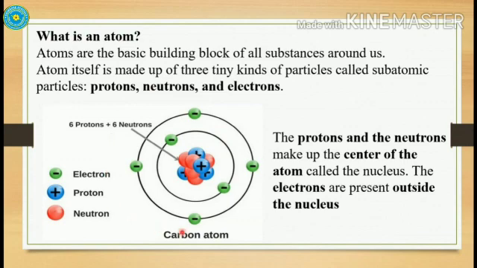And altogether, the carbon atom is made up of electrons, protons and neutrons. Protons and neutrons are present at the center of the atom, and that is called the nucleus, and the electrons are present outside the nucleus.